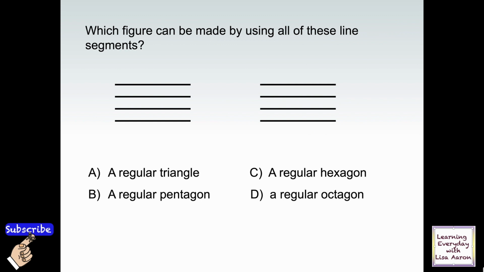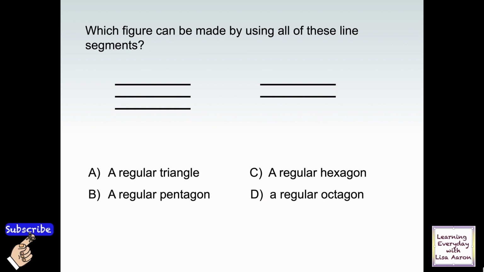Which figure can be made by using all these line segments? We got 8 line segments. A, a regular triangle. B, a regular pentagon. C, a regular hexagon. Or D, a regular octagon. I kind of gave it away because I mentioned the 8 segments, so you should know right away that it's a regular octagon. Octagon means 8.